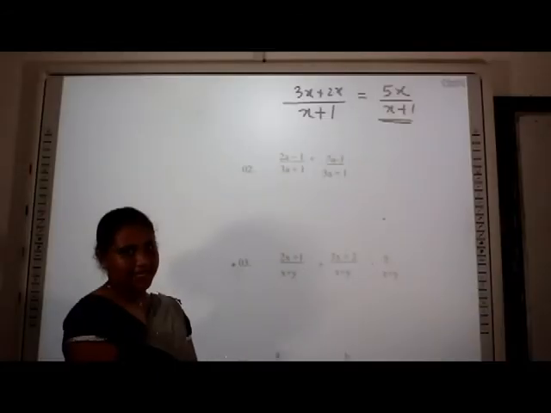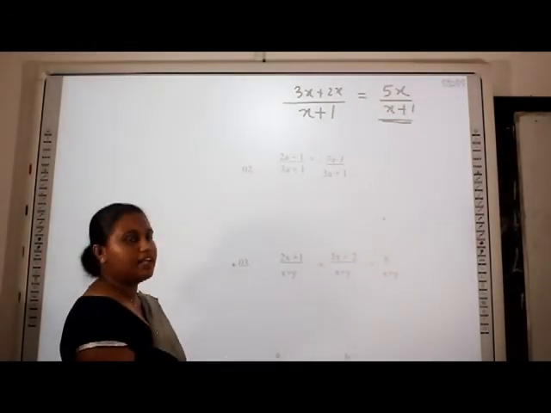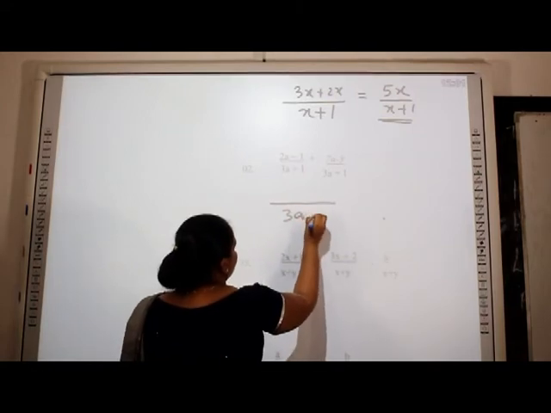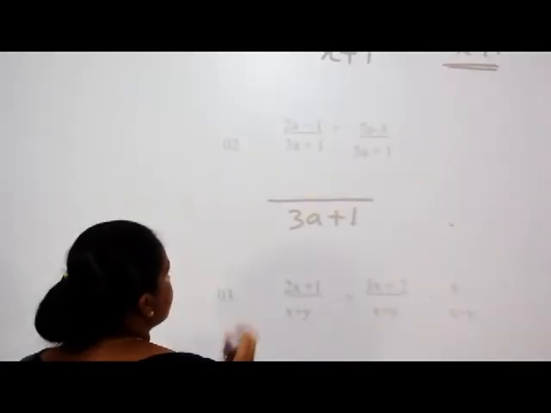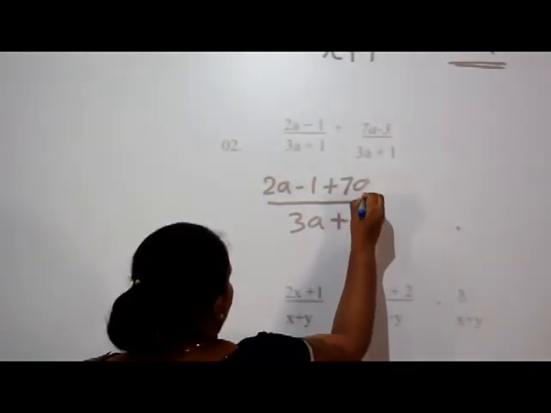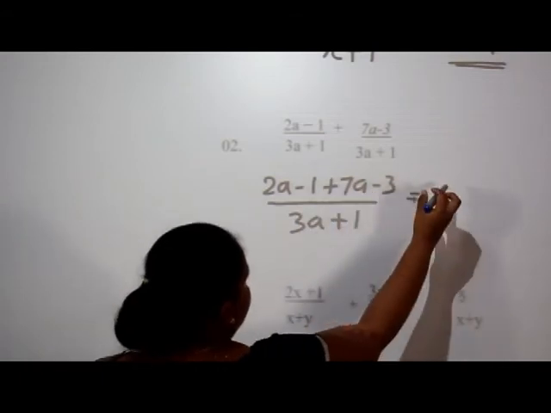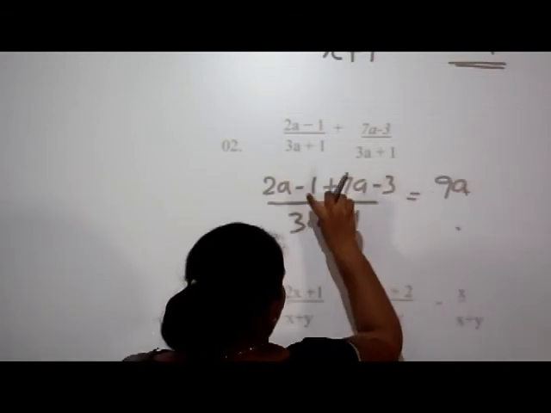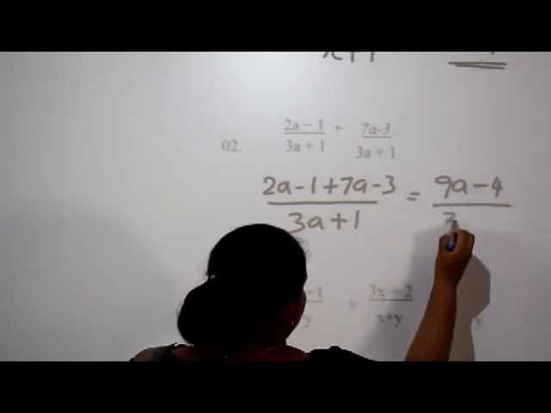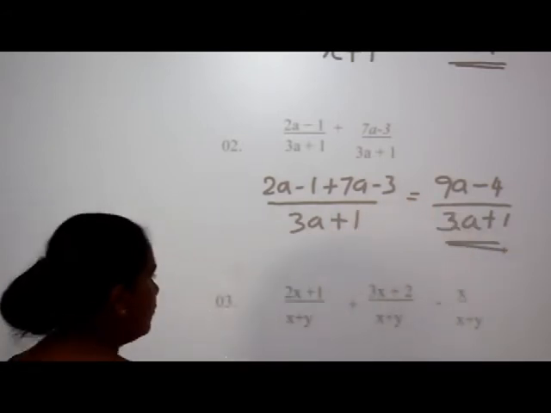Next one. In here, what? The common denominator is 3a plus 1. So, you can add the numerator parts. 2a minus 1 plus 7a minus 3. 2a plus 7a, 9a. Minus 1 minus 3, minus 4. The answer, the denominator is 3a plus 1. This is the final answer.